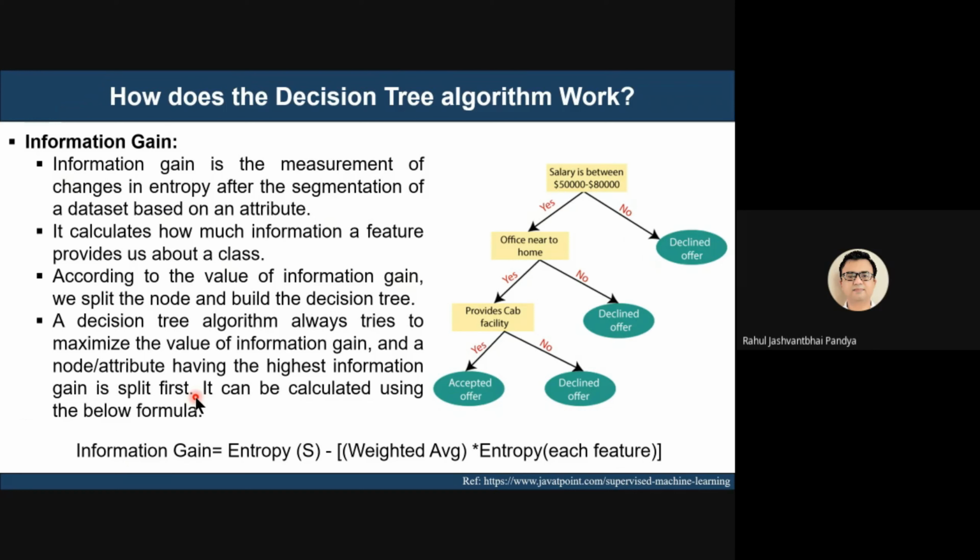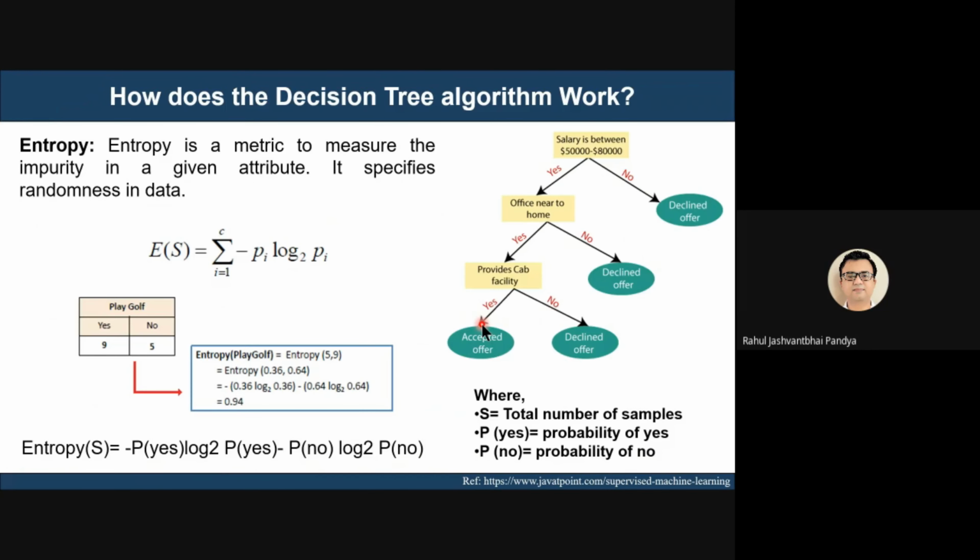Generally, the information gain is computed using this formula: information gain equals entropy of S minus the weighted average times the entropy of each feature. Using this formula, I compute my information gain, and my major objective is to maximize the information gain in that particular branch or tree.